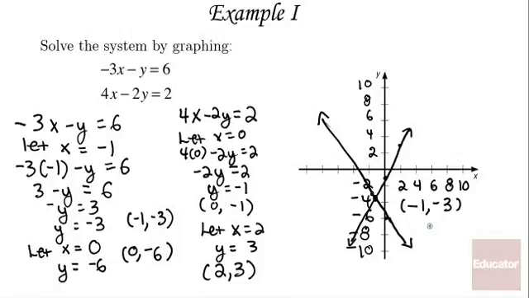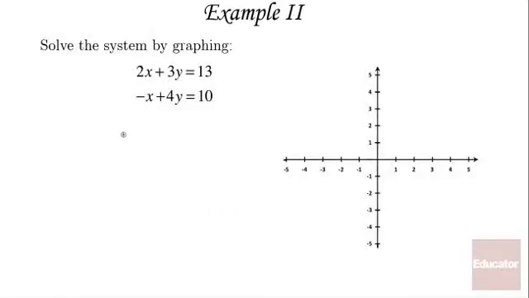So here I have one solution. I have a single solution. And what this is saying is that when x is -1 and y is -3, both these equations will be true. Again, in order to graph, I've got to find some points. So working with the first equation, 2x plus 3y equals 13.